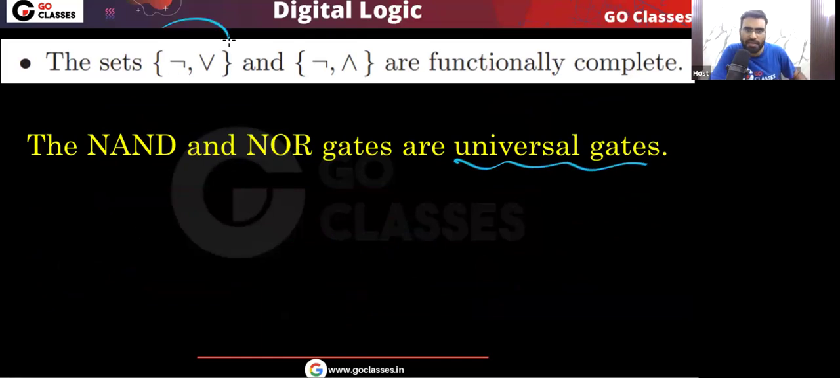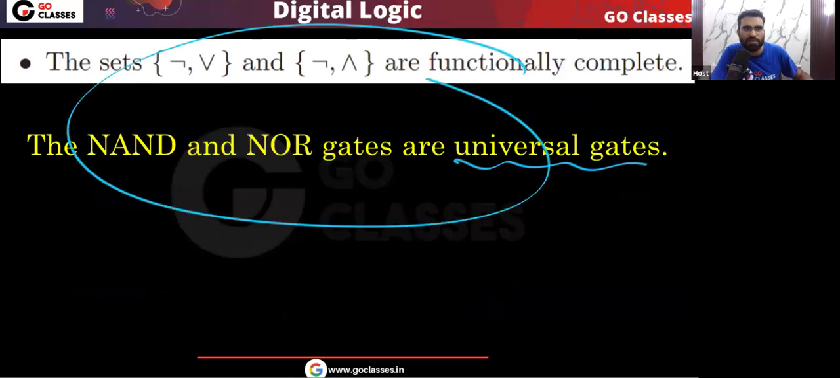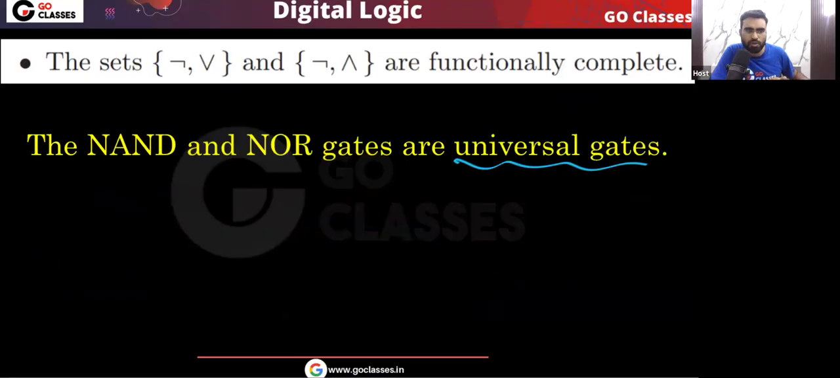Also, we have seen that OR, NOT is functionally complete, and AND, NOT is functionally complete. Sorry, NOT, AND is functionally complete, and NOT, OR is functionally complete. So this is what we have seen so far. I hope you understood the idea of functionally complete. Did you understand the definition? Everything we have seen so far.